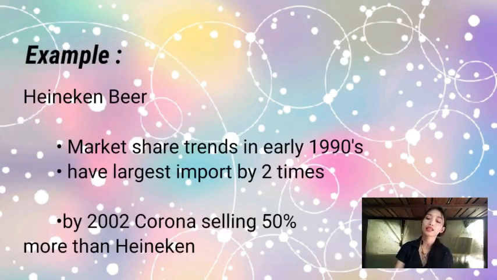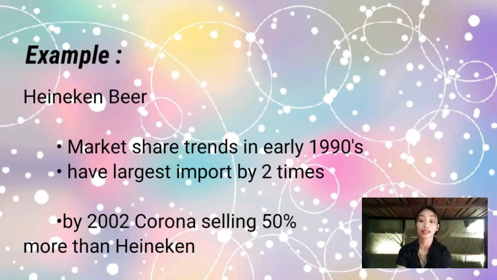An example of this is Heineken beer, and its market share trend in the early 1990s. It was the largest import by two times, but by 2002, Corona was selling 50% more than Heineken. According to Heineken's Senior VP of Marketing, the demographics for the beer market are changing: Hispanics and African Americans will be bigger in size than Caucasians in 2030, so they are focusing on these targetable groups.